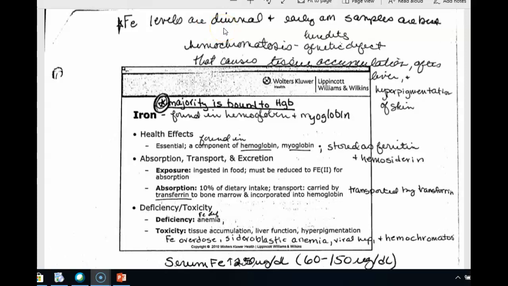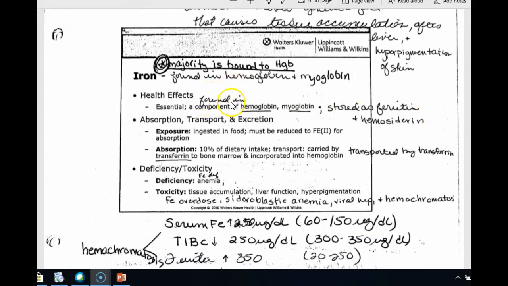Iron levels are diurnal, so that means it varies during the day. Early AM or early morning samples are best. Hemochromatosis: you will be talking about this also in hematology. Hemochromatosis is a hereditary genetic defect that causes tissue accumulation. It affects the liver and also can cause hyperpigmentation of the skin. So again, that will cause a darkening of the skin, so it looks like you have a really bronzy tan.